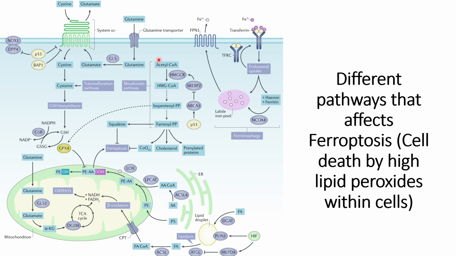The other way that affects ferroptosis is the iron intake pathway. Iron intake usually occurs through the endosomal pathway, and there is also some labile iron pool present within the cells. Iron will also be utilized from this labile pool, and the complex formation that happens, commonly known as ferritinophagy, will also help in the inhibition of ferroptosis.